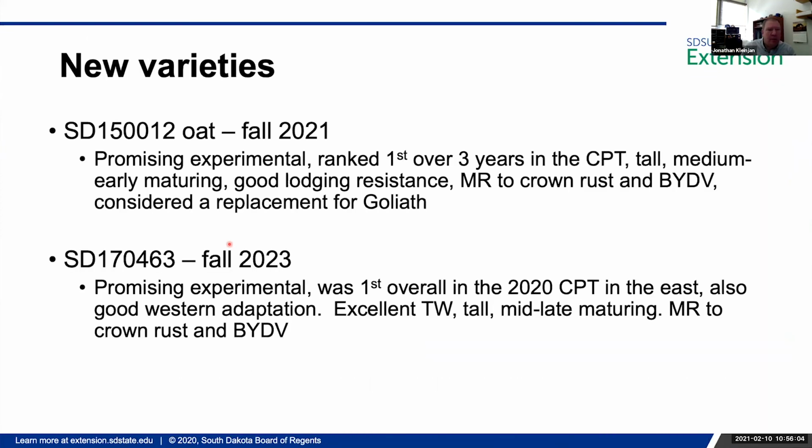Okay. New varieties. I'm not going to talk about these too much. I just wanted to kind of point these out. We'll go through this quickly. I'm running through my time quicker than I thought here. 150012, we would have released that last fall. Excellent yielder again, moderately resistant to crown rust. We just didn't have enough bushels to release it. So if it hangs together, we should release it this coming fall. Another high yielding option for South Dakota producers.